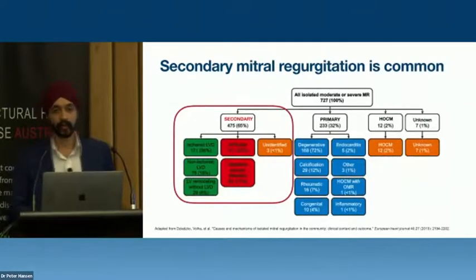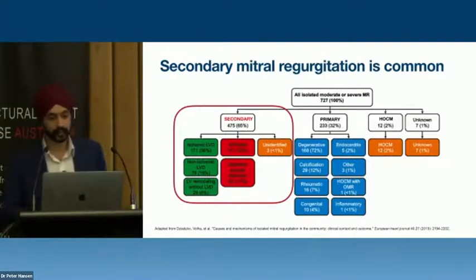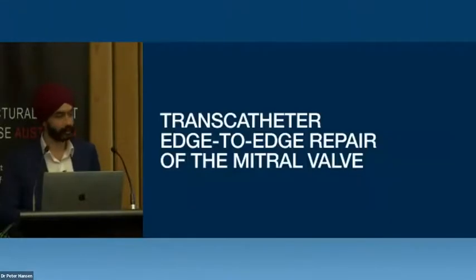And when we talk about mitral regurgitation and the different types, secondary mitral regurgitation represents about 2/3 of all isolated moderate or severe MR we see in the community. And within that, left ventricular dilatation represents roughly half of that proportion. And then we've got left ventricular remodeling and atrial annular dilatation, predominantly from AF and flutter. So predominantly today we'll be talking about the secondary, but it's important to note that primary MR is still a problem in and of itself.